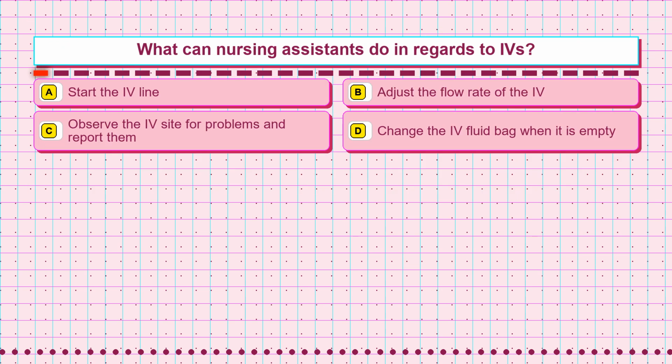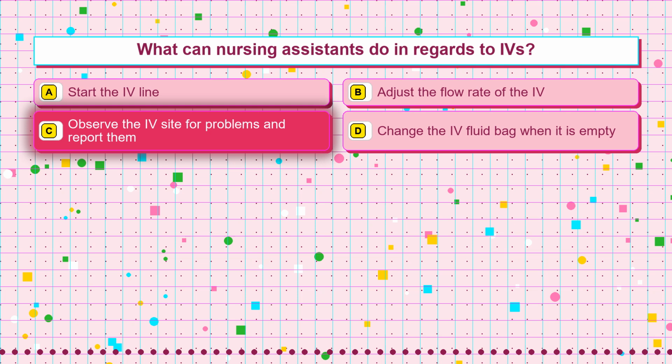Question 49. What can nursing assistants do in regards to IVs? Option A. Start the IV line. Option B. Adjust the flow rate of the IV. Option C. Observe the IV site for problems and report them. Option D. Change the IV fluid bag when it is empty.